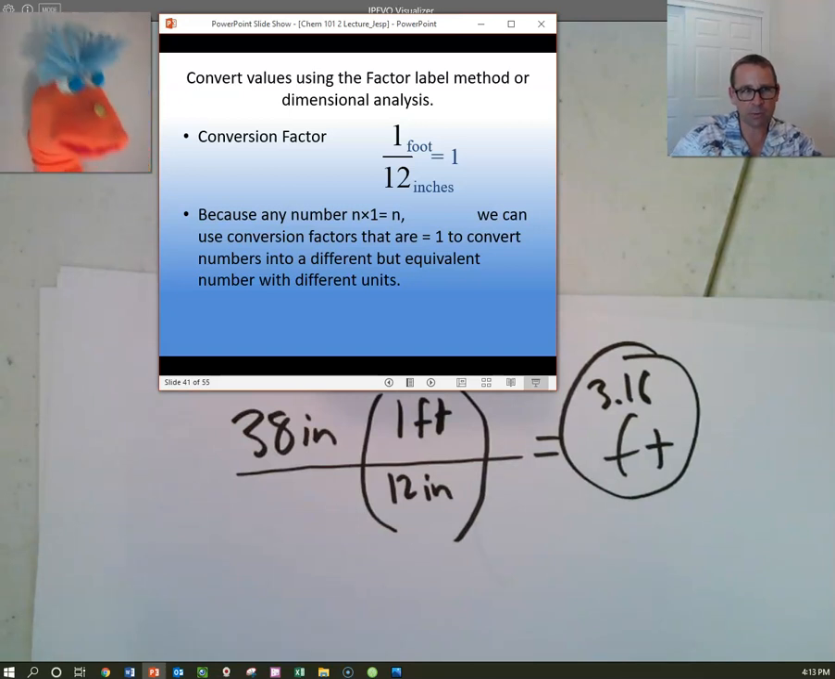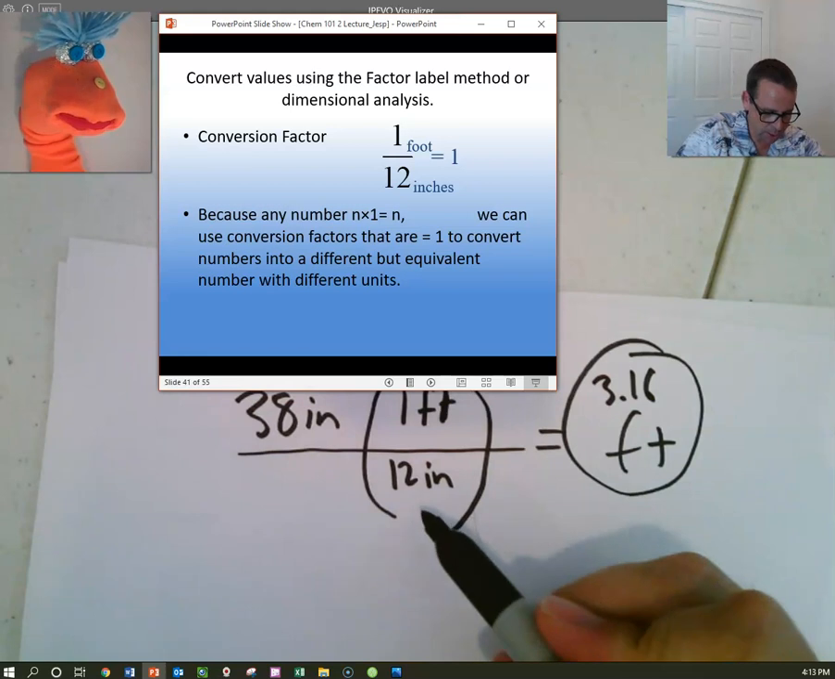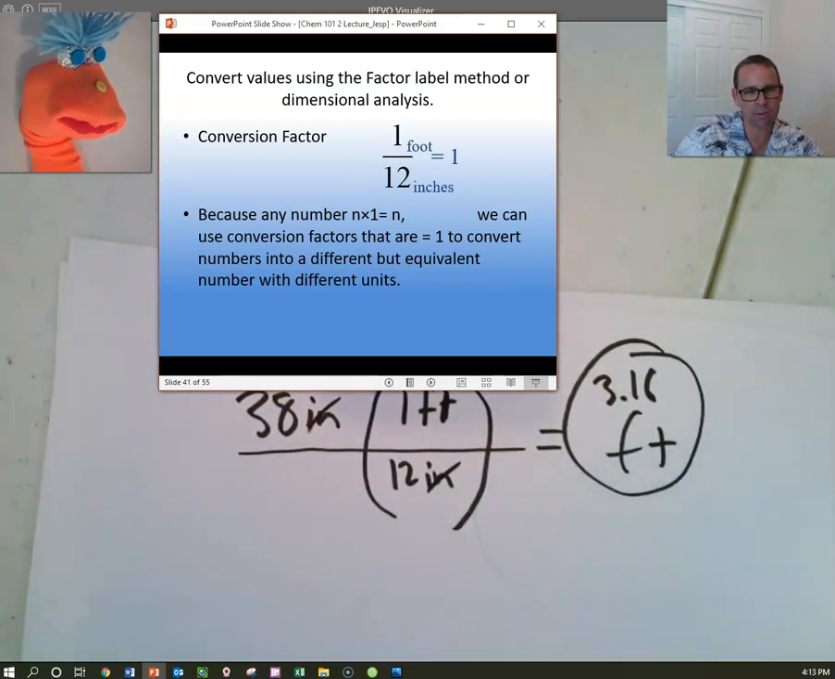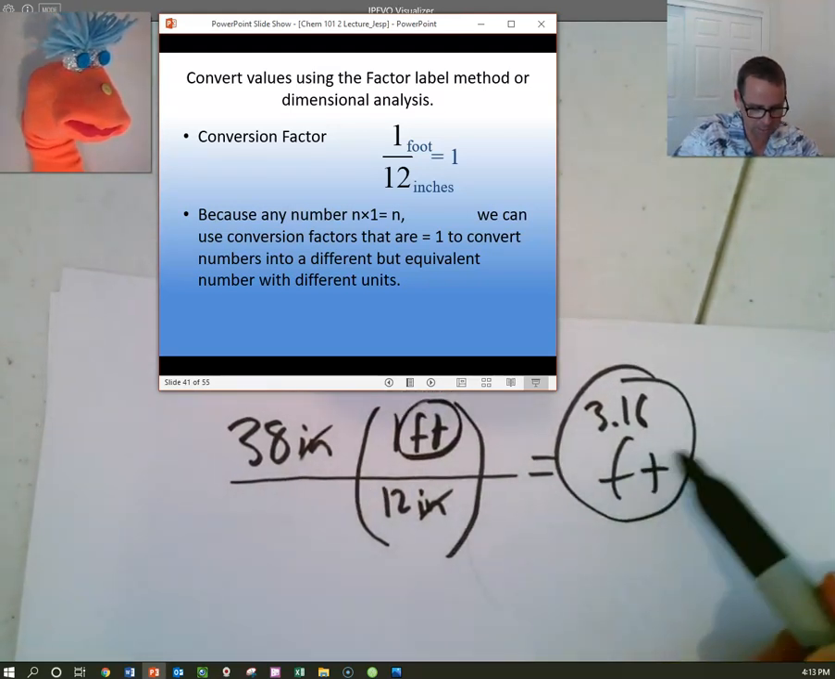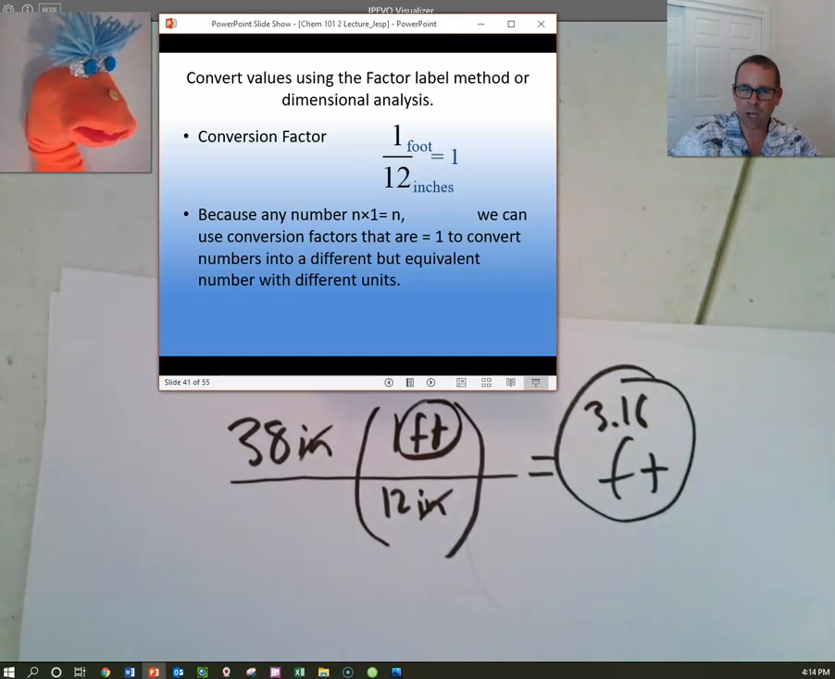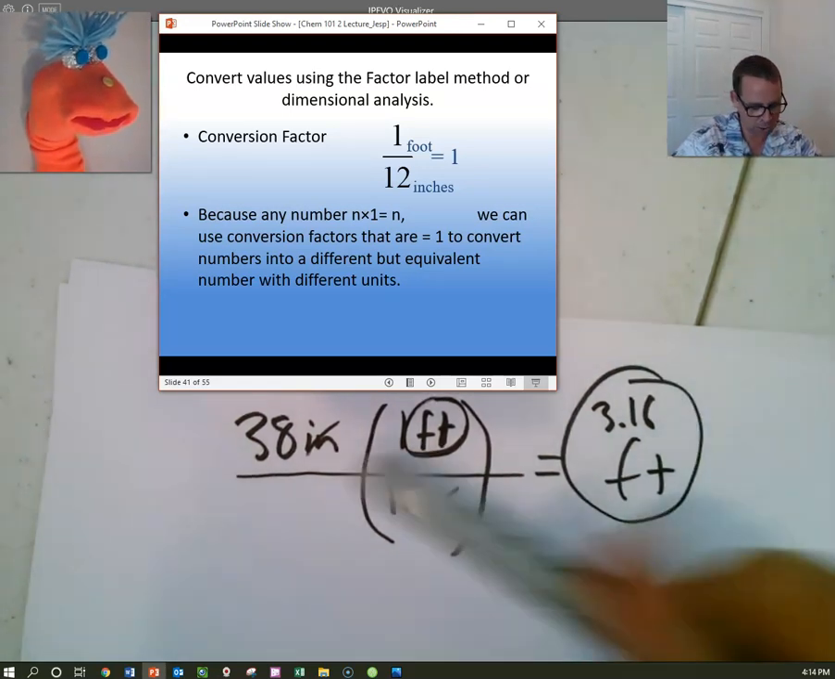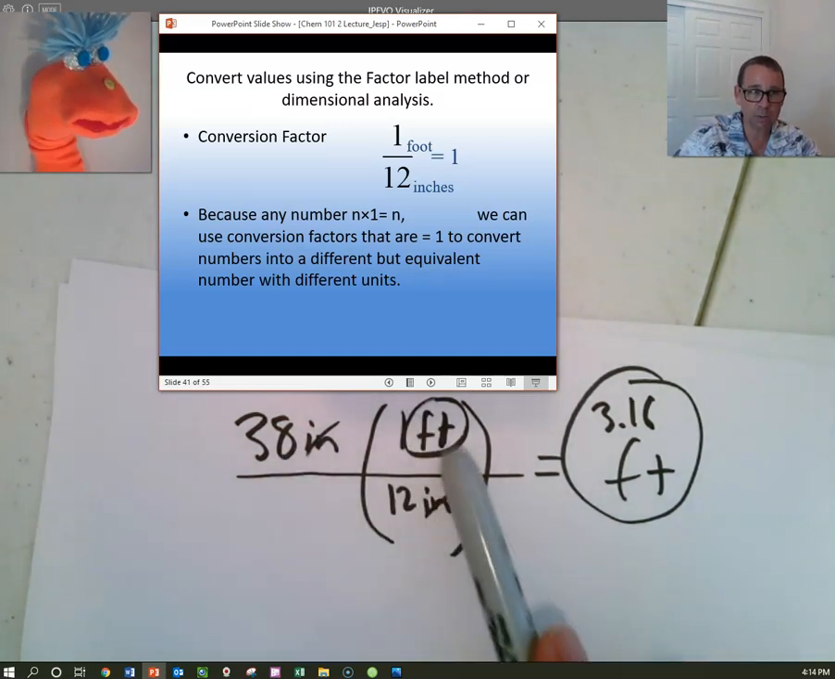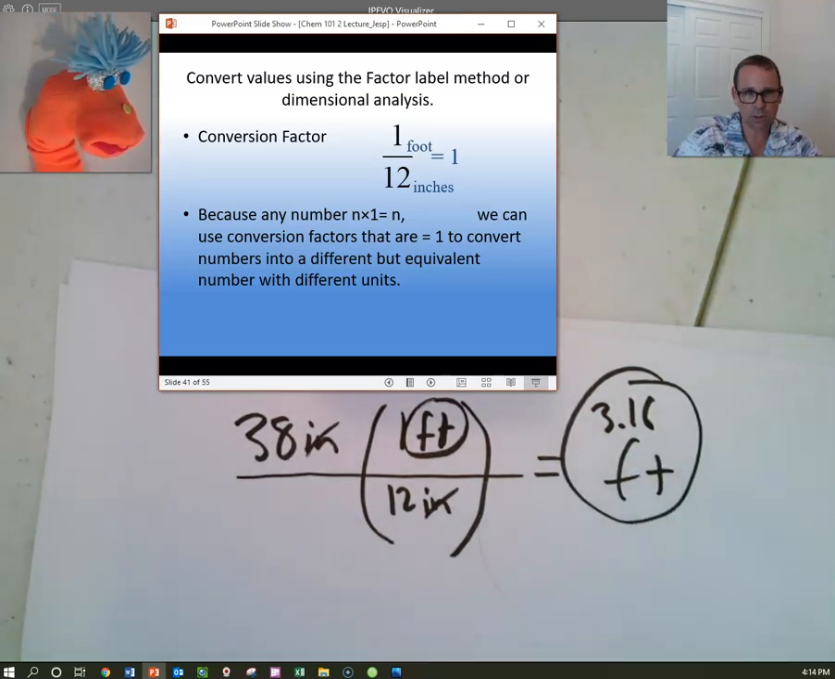Now, like we talked about before also, just like our 38 divided by our 12 here to get 3.16, our inches also have to cancel out. They divide out, and our feet remains behind. So like we talked about, we have to multiply and divide our units as well. And by doing this, what I see is the evidence in front of me of how this conversion factor can take me from inches to feet.